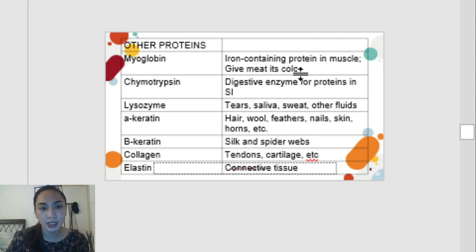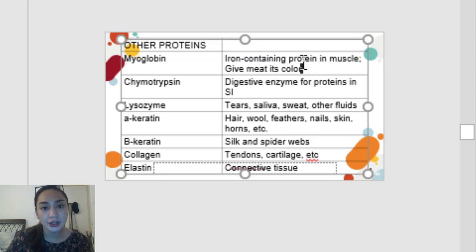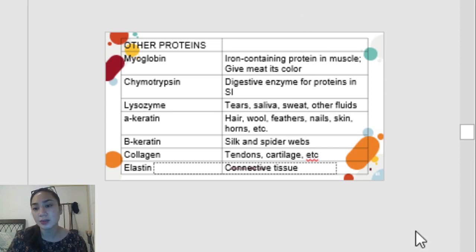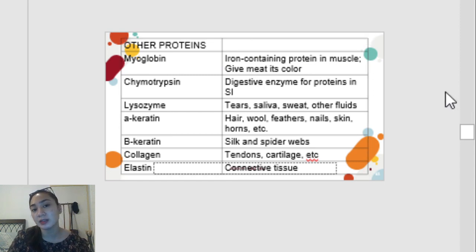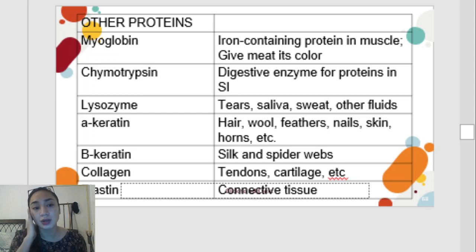Okay, other proteins na important. We have myoglobin. So, ito yung iron-containing protein in muscle and give meat its color. So, myoglobin. So, di ba ang red meat and white meat. So, if you will compare beef with chicken, mas mataas ang myoglobin ng beef kasi mas reddish ang beef. And then we have chymotrypsin. It is a digestive enzyme for proteins in smooth intestine. So, chymotrypsin. So, di ba pag ngumuya ka, so yun yung enzyme na pag dumiretso sa smooth intestine.